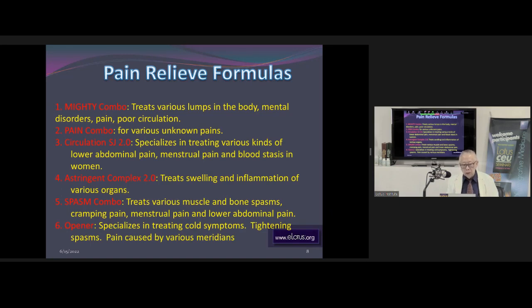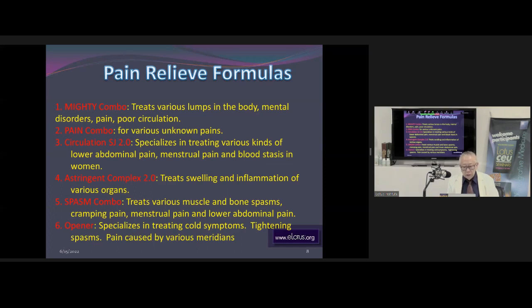The second one is the pain combo for various unknown pains. A lot of people have a lot of pains, and most of the time the Western doctor cannot tell why the pain is there or why the pain occurred a long time ago. But you can use my pain combo to deal with a large variety of different kinds of pain.